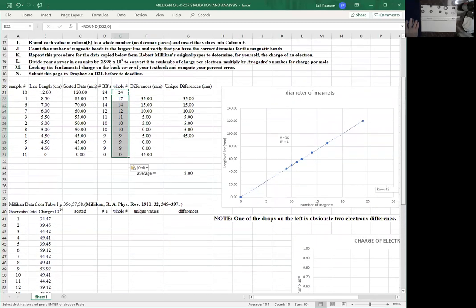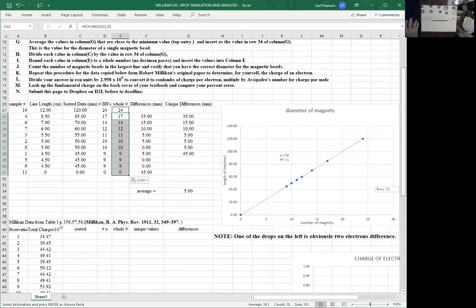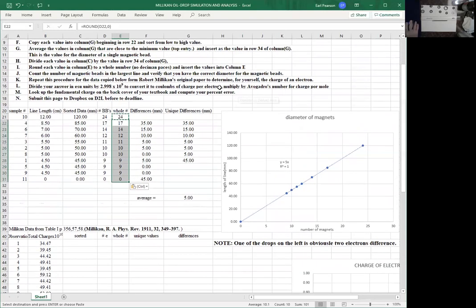Now, if we go up to look at what we're supposed to do, once we've got that number, you want to divide your answer in ESUs by 2.998 times 10 to the 9th to convert it to coulombs of charge per electron. Now, you'll need to multiply that by Avogadro's number to get coulombs of charge per mole of electrons.